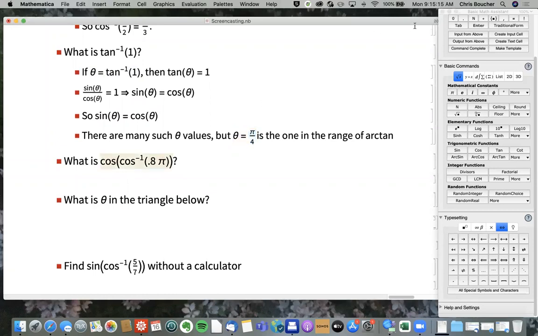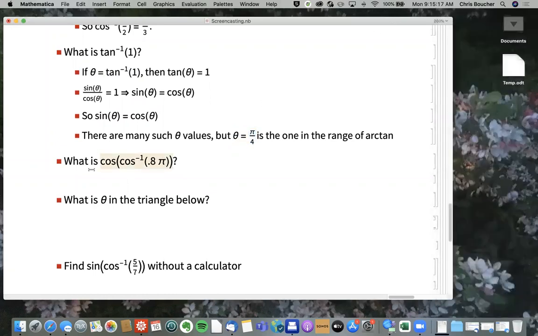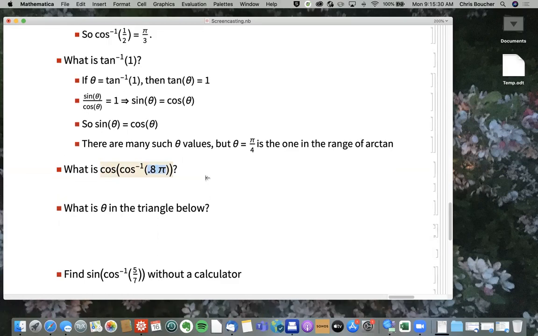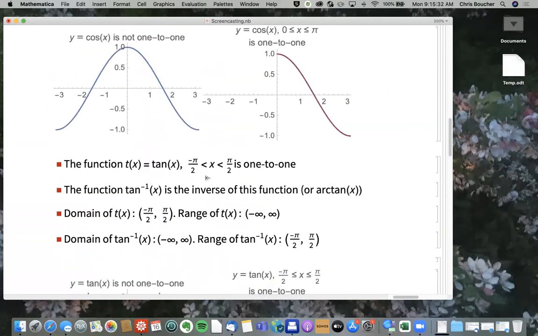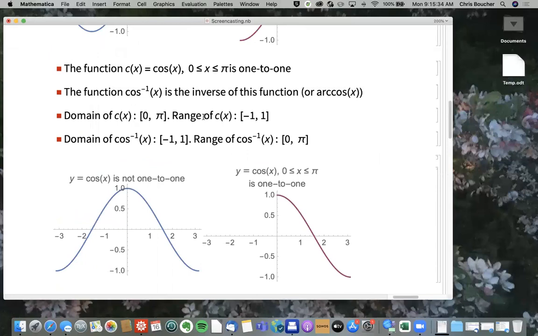Okay, so what about this next example, the cosine of the cosine inverse of 0.8 pi, pardon me. The first thing to notice is that this is in the domain of the inverse cosine function. The domain of inverse cosine, let's scroll back up and make sure, is right here.